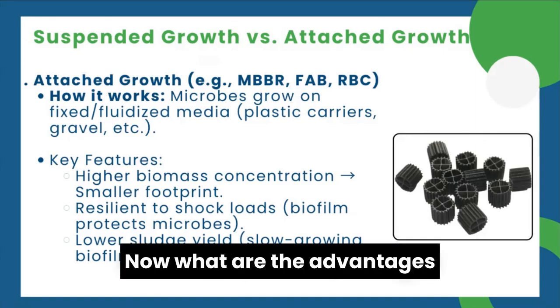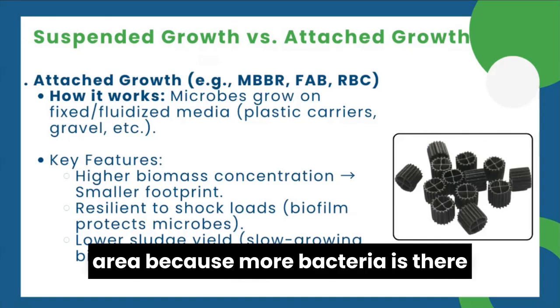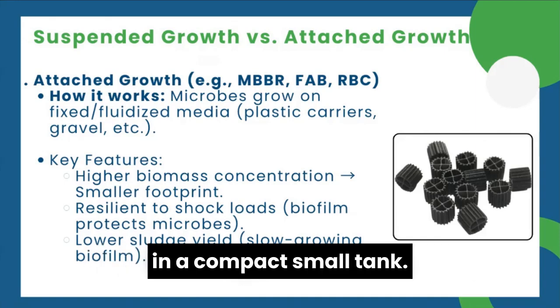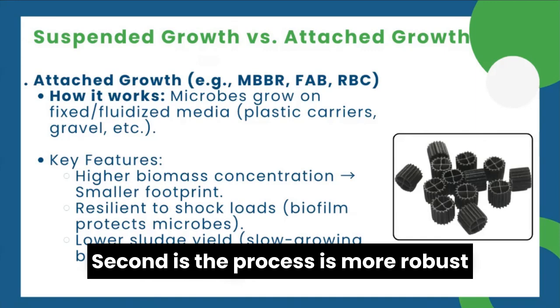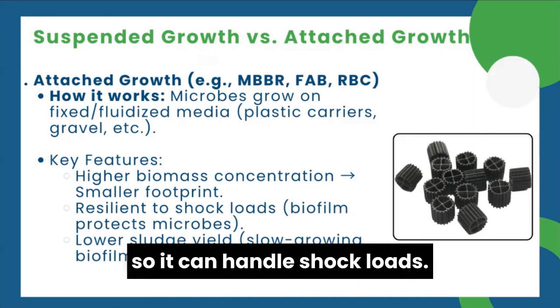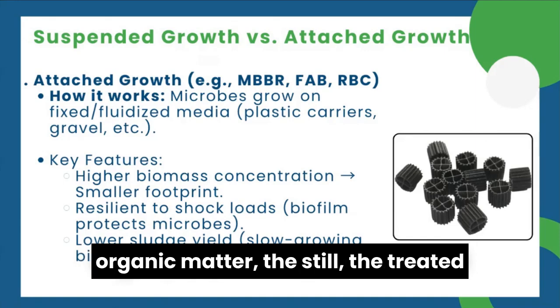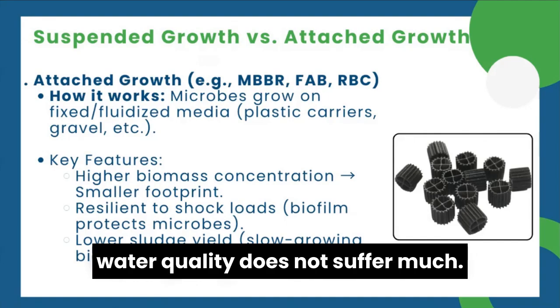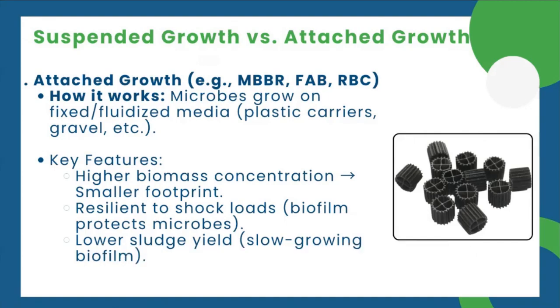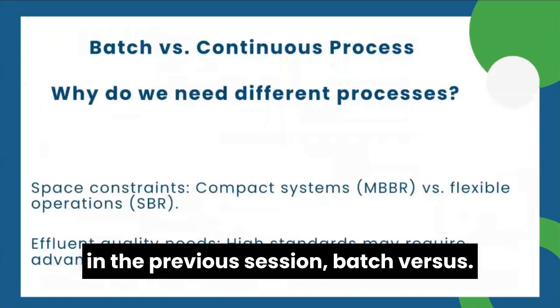Okay. Now, what are the advantages of using this media? One is it requires less surface area because more bacteria is there in a compact small tank. Second is the process is more robust because along with your water, bacteria is not going out. Bacteria is stable, so it can handle shock loads. Even if you give more load in terms of organic matter, the treated water quality does not suffer much. Okay. This part we discussed in the previous session.